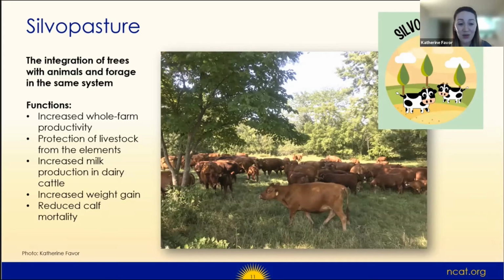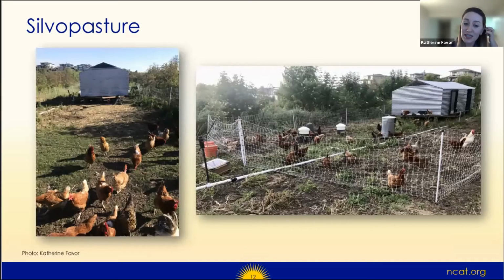So it's actually been shown that dairy cattle produce more milk when they're raised under the shade of trees. And there's reduced calf mortality when you have trees in your system. Cattle increase weight at a faster rate. And in urban environments, we're probably not dealing with cattle, but you can also do this with chickens as well.